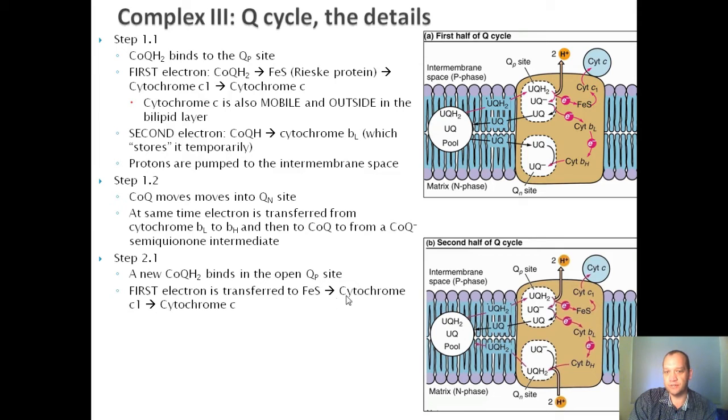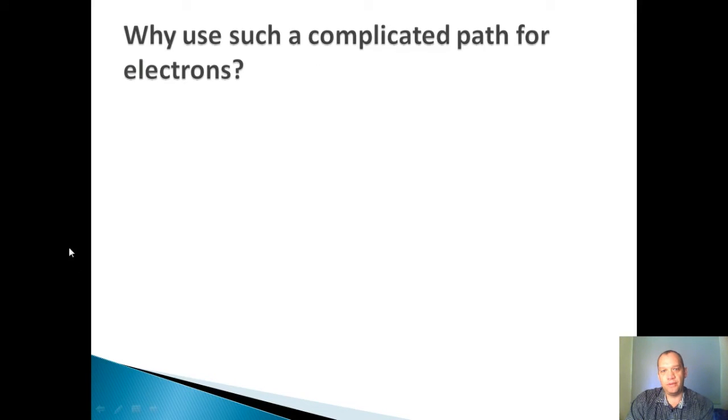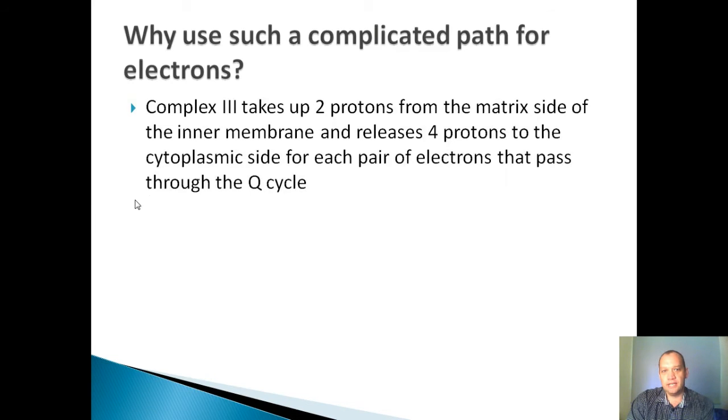The first electron is again transferred through exactly the same pathway as we saw up here, through the RISCA protein onto the cytochrome C1 part of the complex, and then onto the mobile cytochrome C. Protons again are pumped into the intermembrane space, and in the last part of the Q cycle, the second electron that was on this reduced coenzyme Q is passed onto cytochrome BL, onto cytochrome BH, and then onto the semiquinone, which we formed in the first step, and that forms another fully reduced coenzyme Q, which can be released back into the membrane.